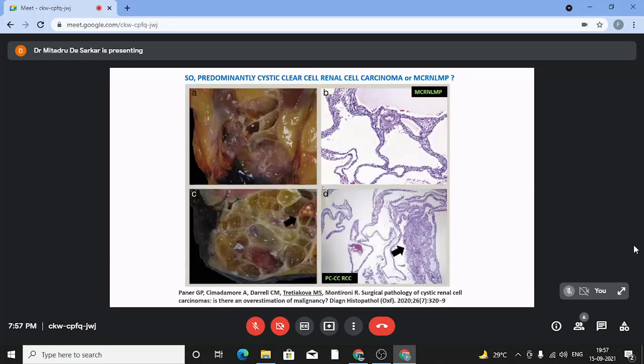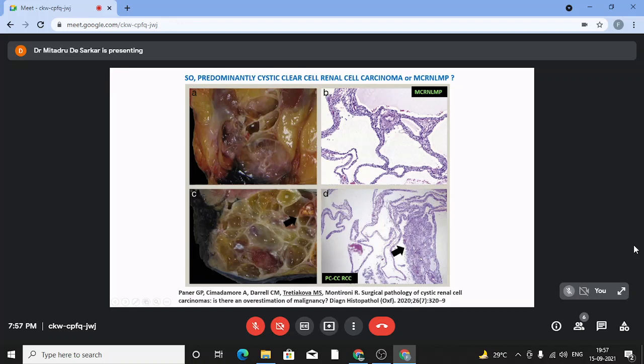This particular journal article has summarized the issue well. The first one, A and B, shows the MCRNLMP, an exclusively cystic tumor without any expansile element whatsoever. But in the other one, serial sectioning has shown, in the next family of tumors, a small yellowish nodule sitting in the wall of the cyst, which once you put it under the microscope turns out to be an expansile nodule.